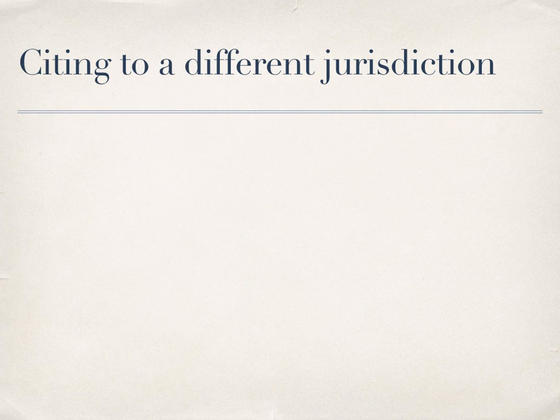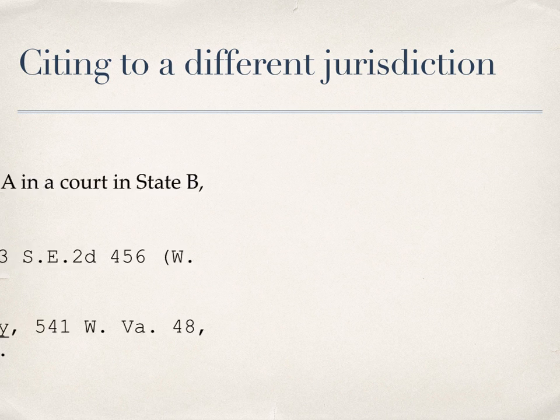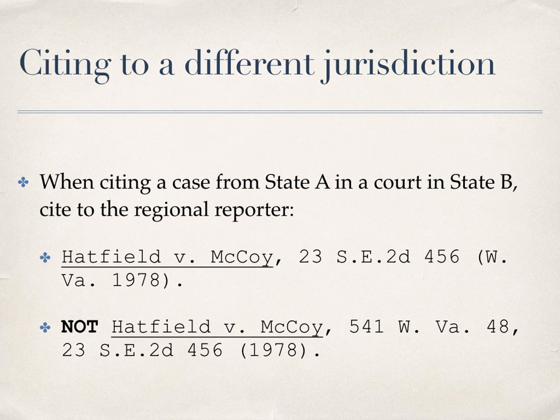So what happens when you want to cite to a different jurisdiction? So imagine I'm sitting in Illinois, but I want to cite a West Virginia case. Well, when citing a case from state A in a court in state B, you cite to the regional reporter. Now, why do we do this? Well, because we want to make our cites user-friendly. And which set of books is a court most likely to have for cases outside of its jurisdiction?